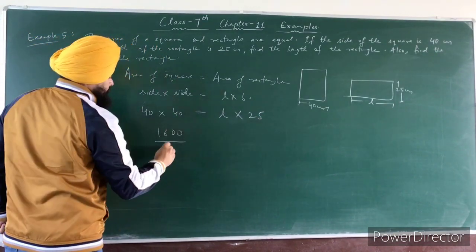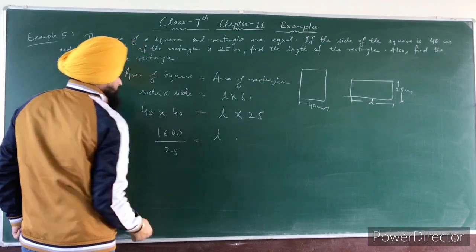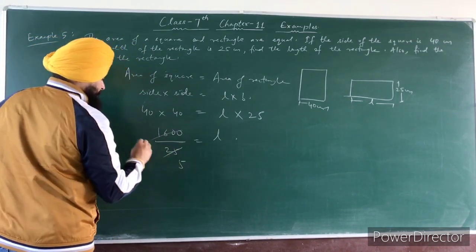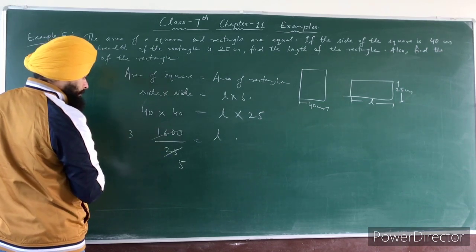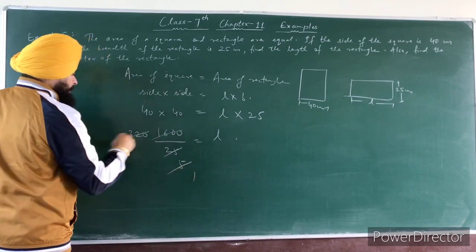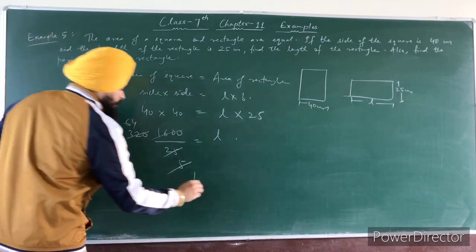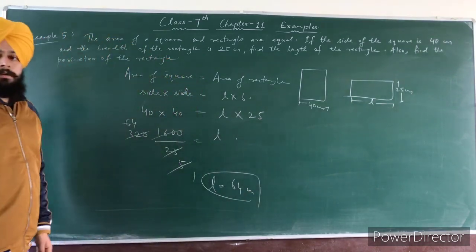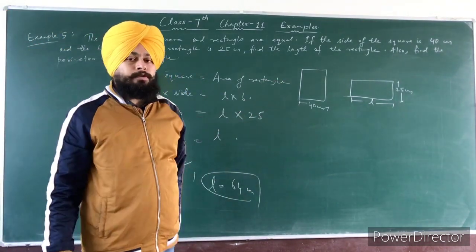Take this 25 on left hand side. Now 5 5s are 25, 5 3s are 15, 5 2s are 10, 0. Again 5 1s are 5, 5 6s are 30, 5 4s are 20. So length is 64 centimeter. So length of this rectangle is 64 centimeter.